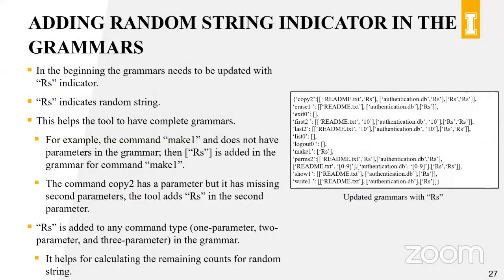Now, at the beginning, we first have to add the RS, or random string, indicator to the grammar rules. Some of the grammars are missing a parameter. So the second parameter here, we consider a random string, and we have the first and second random string for each command to get the complete grammar.